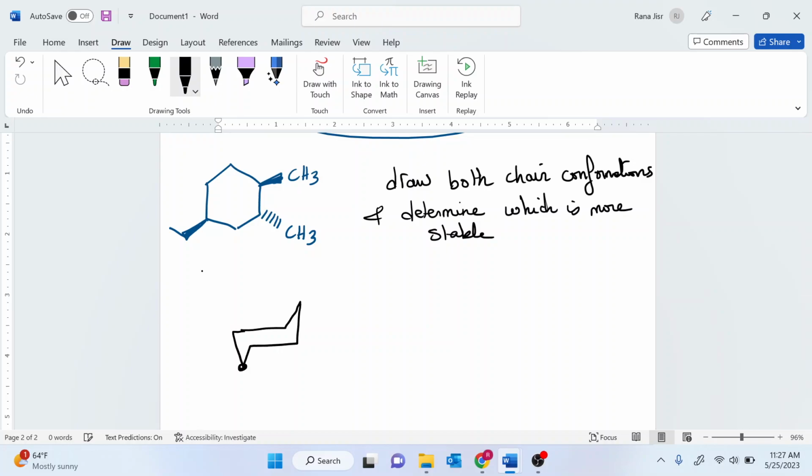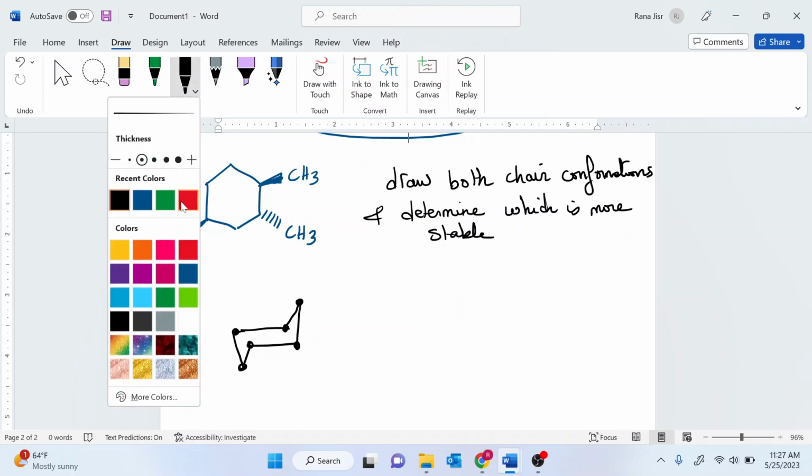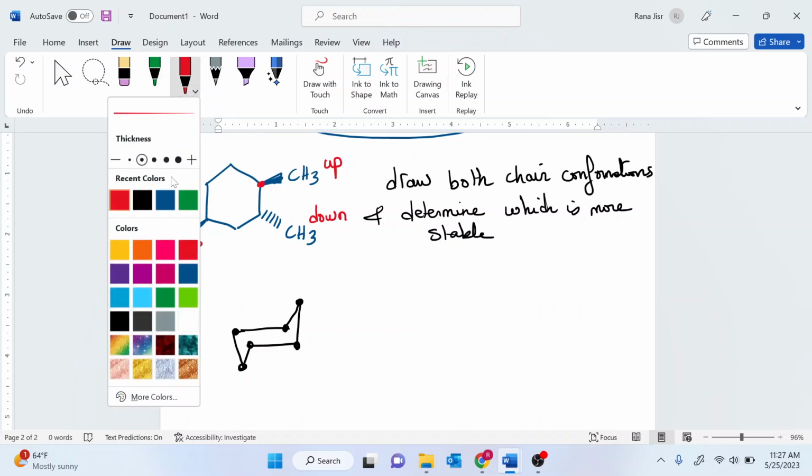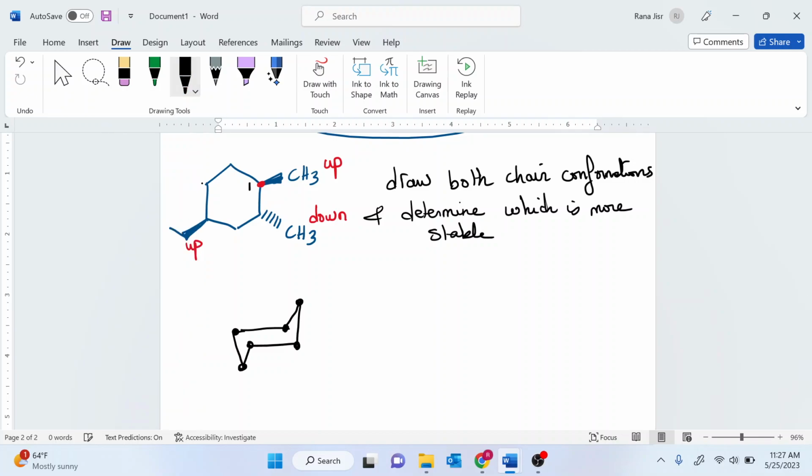As I said, to draw the chair conformation of substituted cycloalkanes, please label your substituents in there, which direction they are in. So this CH3 is up, this one is down, and this one is up. The ethyl is up. We want to keep them in the same position every time we draw the chair conformation. You can number anywhere you want in the cycle. So I'm going to start numbering from here. It's going to be 1, it's going to be 2, and this is going to be 4. And I'm going to start numbering from here. It's going to be 1, this is going to be 2, this is going to be 3, and that is going to be 4.